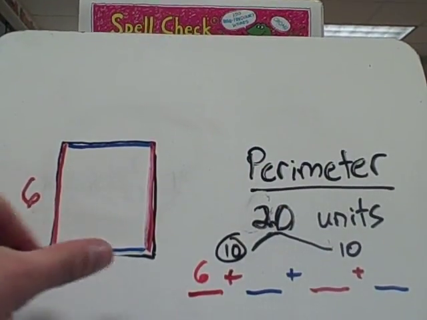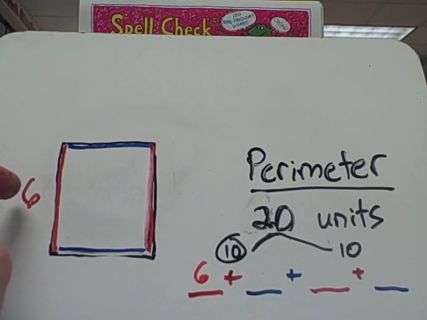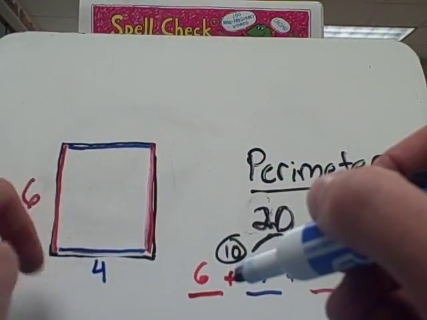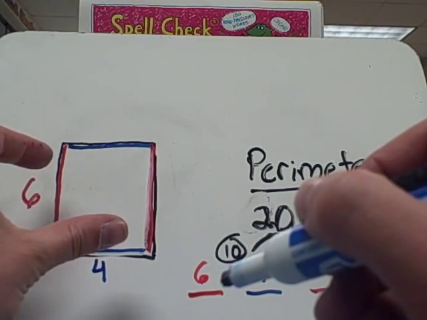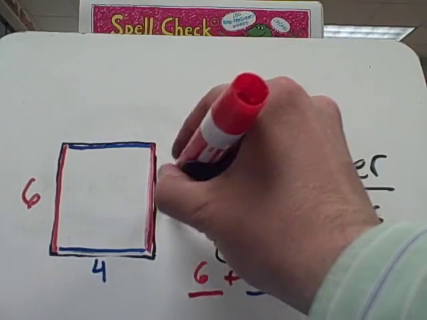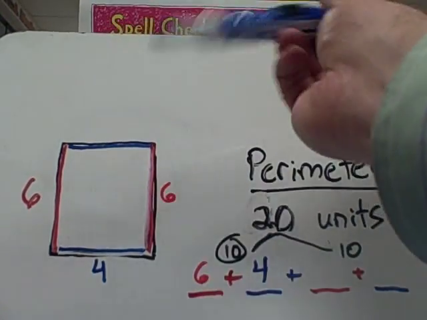So all we have to figure out is this missing blue side. 6 plus what equals 10? That's right, it's 4. So this half of the rectangle's perimeter is 10. And now we know that the opposite sides are the same.